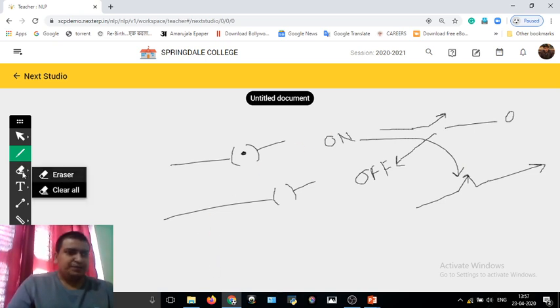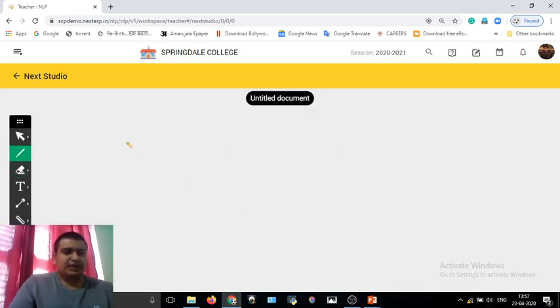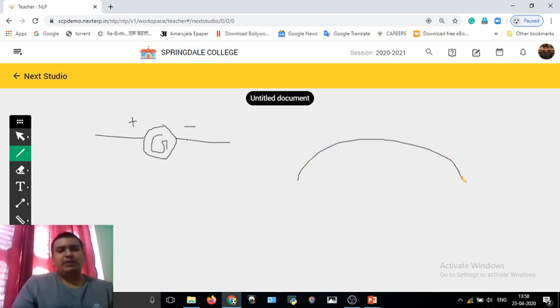Let's discuss some more examples of circuit symbols. There is one more important device, the galvanometer. The galvanometer is represented by G, and it is quite similar to a voltmeter and ammeter.